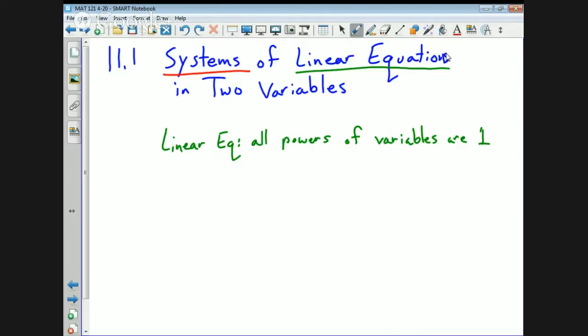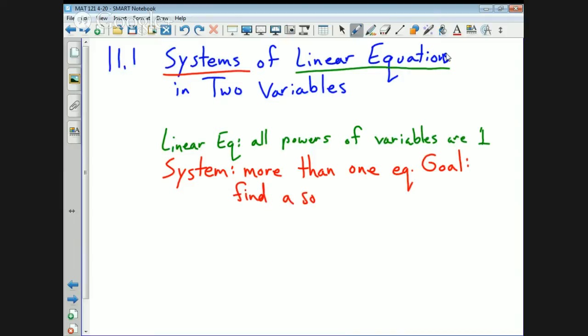A system. So we're going to have a system of linear equations. Well, a system in this context of mathematics just means that there's going to be more than one equation, and the goal is to find a solution in 2 variables, so a solution x comma y, that satisfies all the equations in the system.